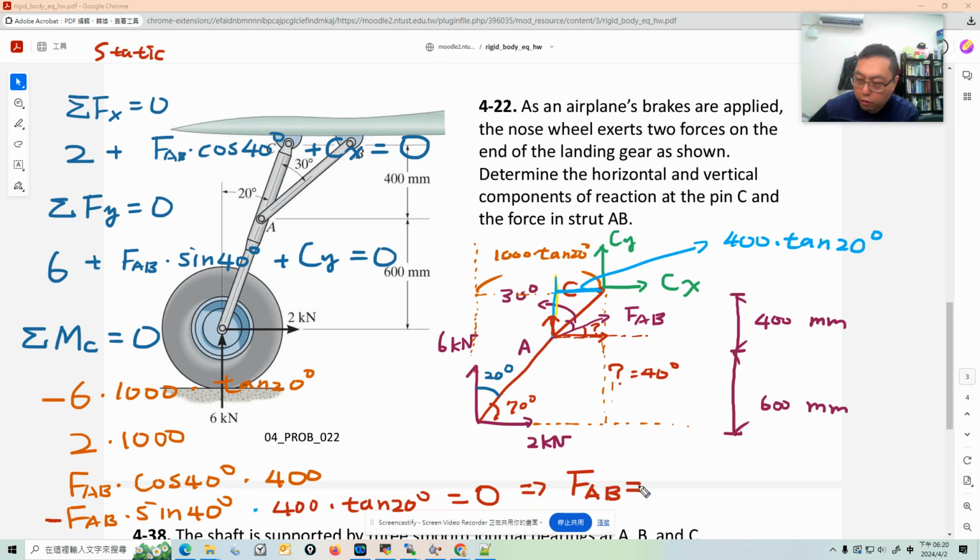And I think I need a calculation to make sure this is right. Let me see. Minus 6 times 1000 times tangent 20 degree, plus minus FAB cosine 40 degree times 400 times tangent 20 degree. Yes, my equation here is correct. If you use your calculator, I believe FAB will be 0.8637 kilonewton. That's the magnitude of this force AB.